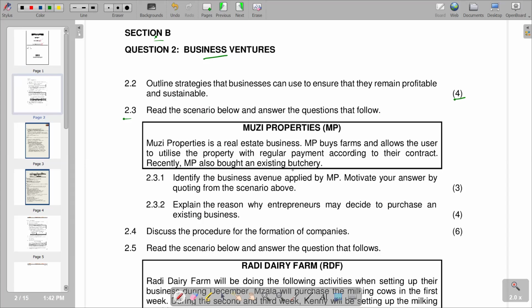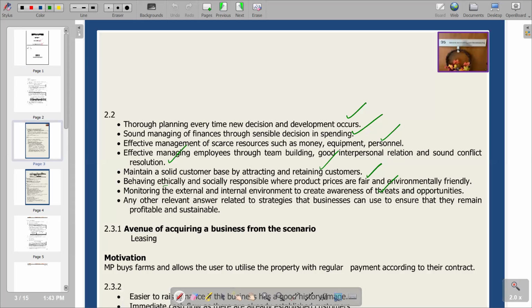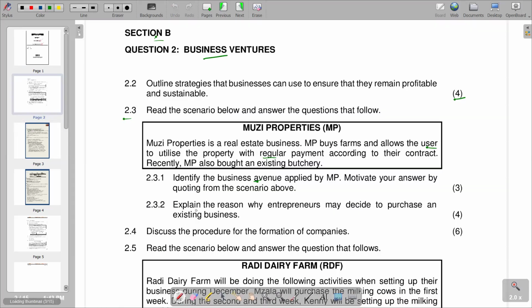The first question after the scenario, 2.3.1, reads: identify the business avenue applied by MP. We go back to the scenario and see that there is a real estate business, and MP buys farms and allows the user to utilize the property with regular payments. The question is asking for the business avenue. Obviously, it's letting. So we go to our answer section, and we see that we put letting as our response.